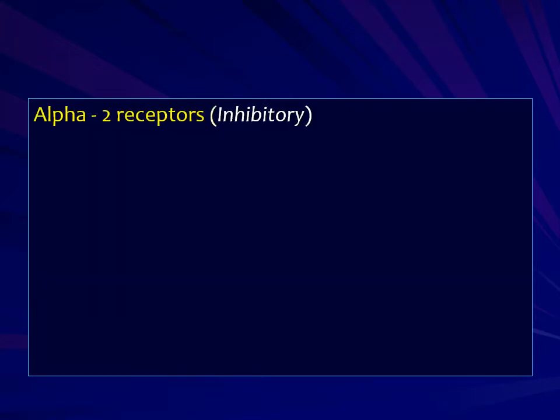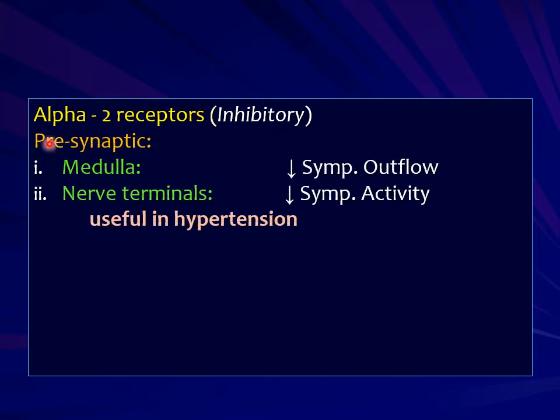Now alpha 2 is again inhibitory in nature. More important sites are the presynaptic sites, especially of the medulla, and even at the peripheral nerve terminals. Being inhibitory in nature at both sites, it will lead to decreased sympathetic outflow from the medulla to all sites of the body, while at the level of peripheral nerves, at that particular site, there will be decreased sympathetic activity. Now this decreased sympathetic activity, central or peripheral, is useful in case of hypertension to reduce the blood pressure.